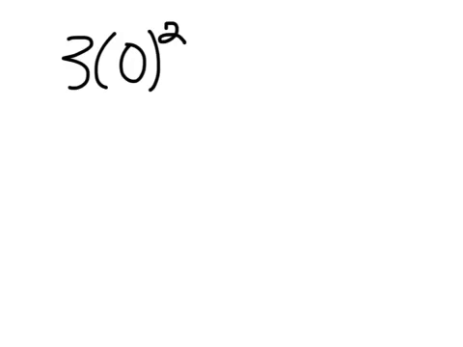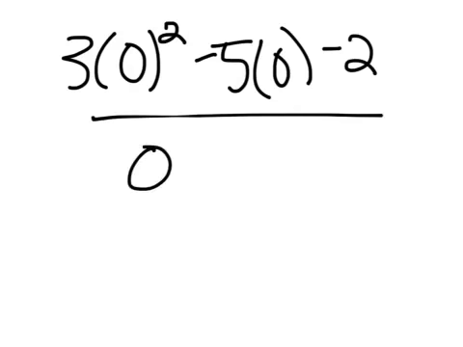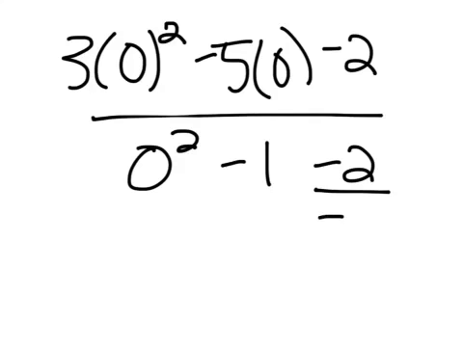Next, we need to find the y-intercept. To find the y-intercept, once again, you plug zeros into all of your x's. So your new equation would be 3 times 0 squared minus 5 times 0 minus 2, all over 0 squared minus 1. 0 squared is 0, times 3 is 0, minus 5 times 0 is 0, so that gives you just negative 2 on top, and 0 squared minus 1 is negative 1. So your y-intercept ends up being 2.